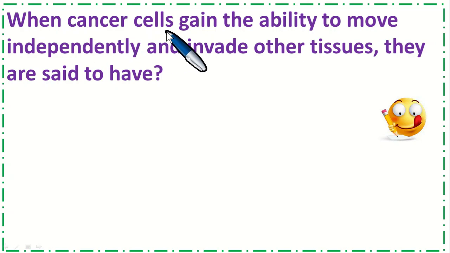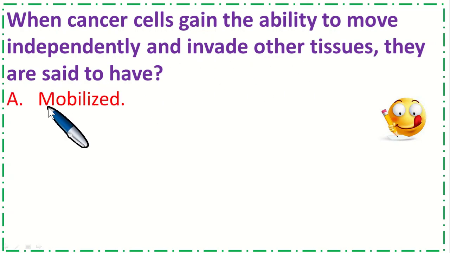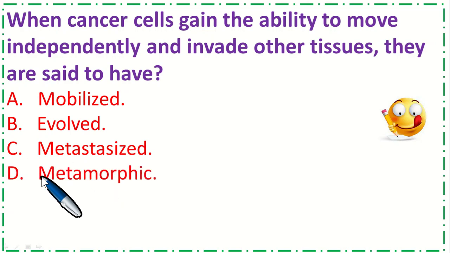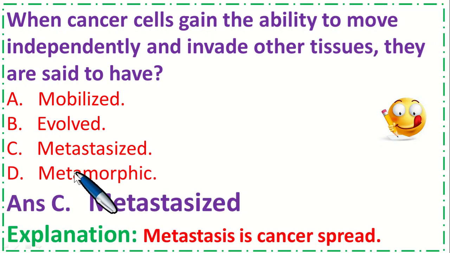When cancer cells gain the ability to move independently and invade other tissues, they are said to have option A, mobilized, B, evolved, C, metastasized, and option D, metamorphic. So the correct option is C, metastasized. Metastasis is cancer which has spread.